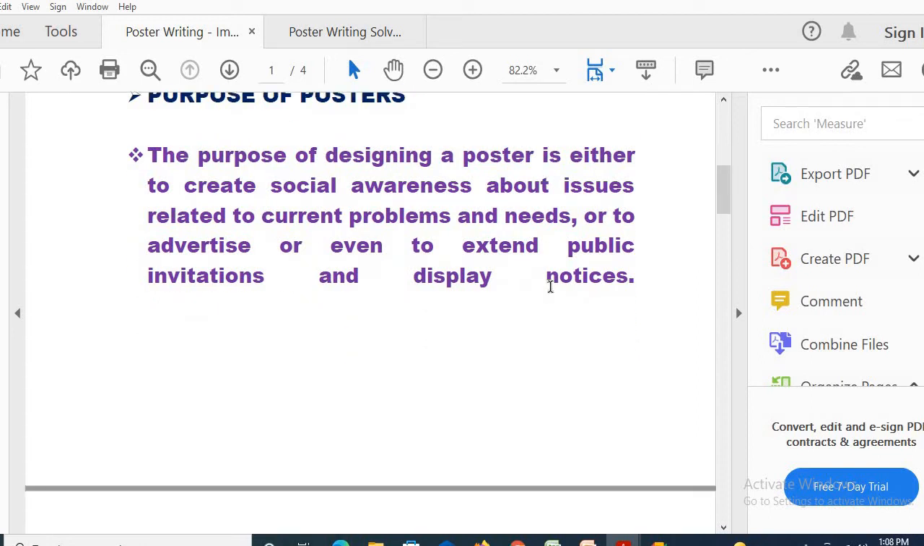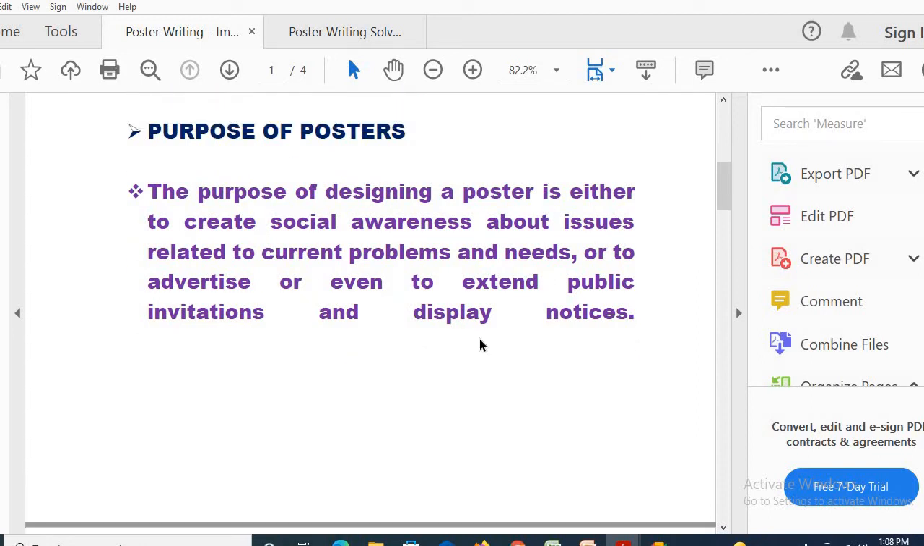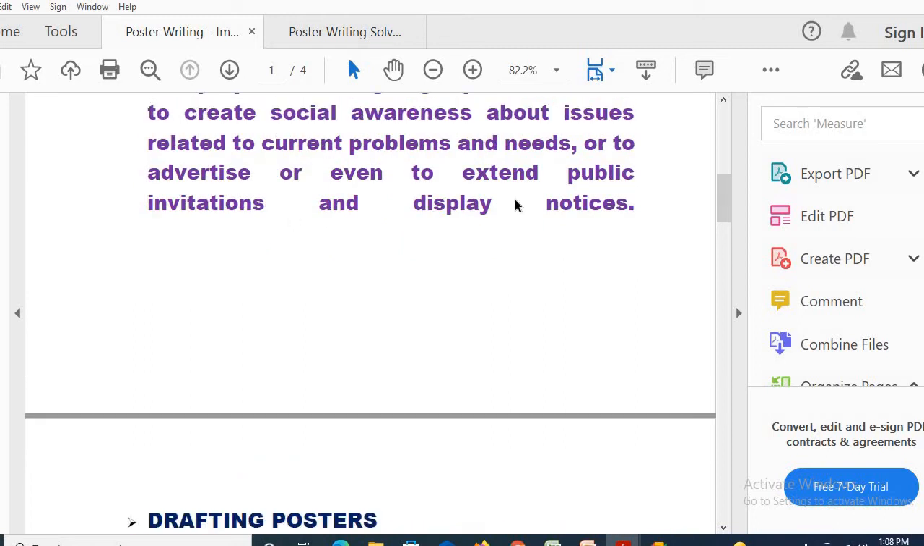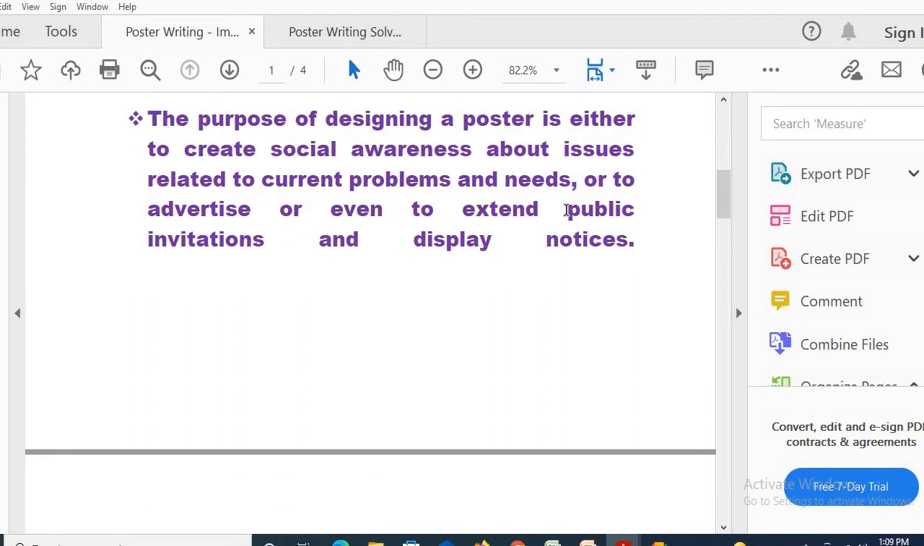Now what is the purpose of posters? Now this is something very important. Why do we draft posters? What is the main purpose of drafting posters or writing posters or framing posters? See, the purpose of designing a poster is either to create social awareness, mass awareness we can say, about issues related to current problems and needs, or to advertise or even to extend public invitations and display notices. Now the first important purpose is to create social awareness. Social awareness among whom? Among the people.